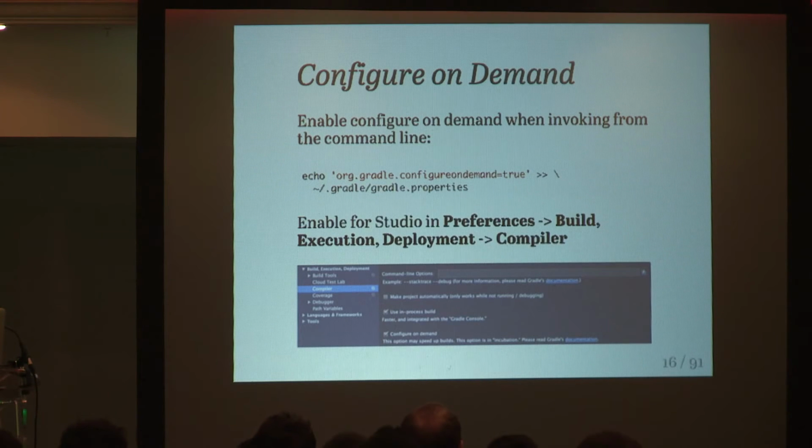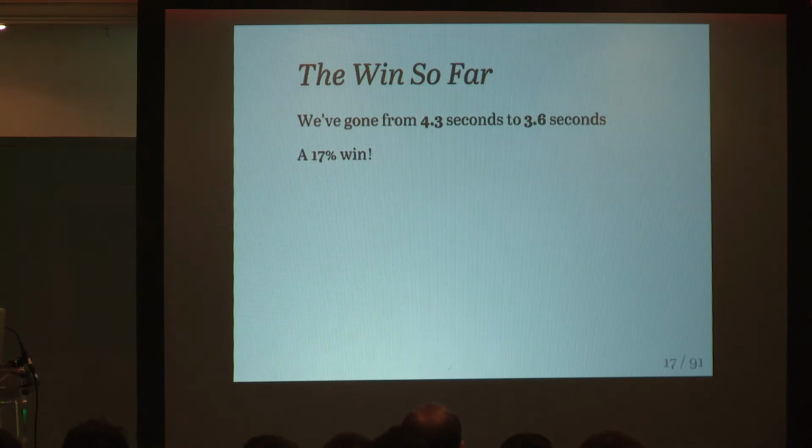And also, there is an option in Android Studio in Preferences, Build Execution Deployment, and Compiler. There's a small little check mark saying Use in Process Build. And right now, okay, we went from 4.3 seconds to 3.6, and that's a 17% win. It's already awesome, but let's see if we can push it any further.